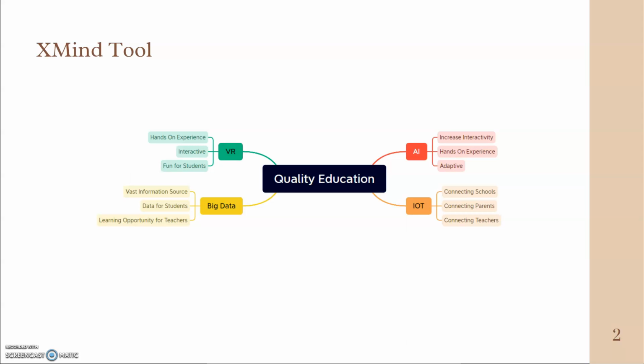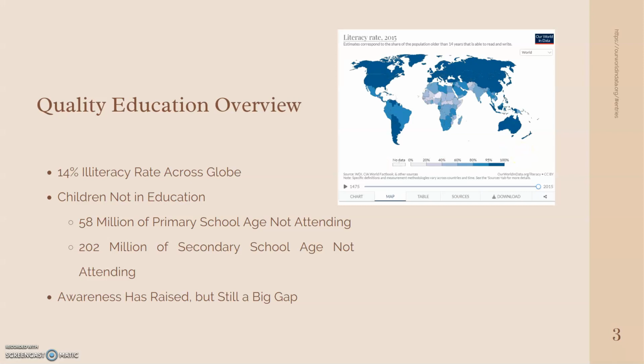With big data, it's pretty much just being able to keep hold of each student's information, and teachers having the ability to look across their grades and see how that student learns, or some stuff that's happened in the past with the student. It's a huge source of data that teachers can convert to useful information. So yeah, just a quality education overview.